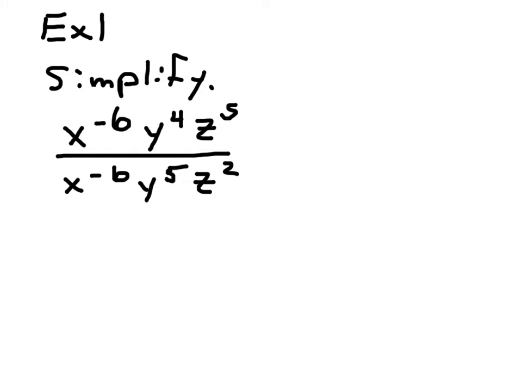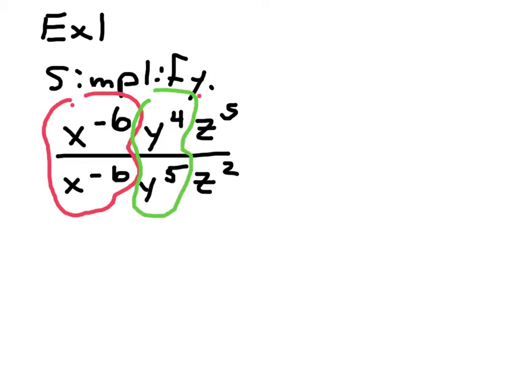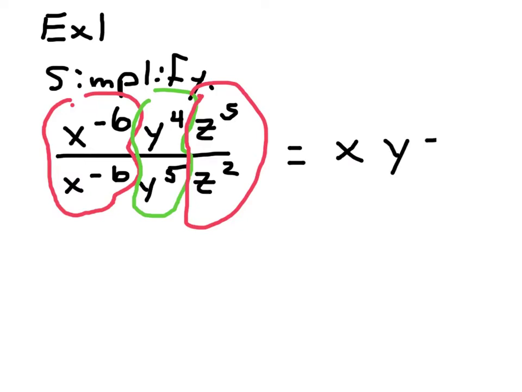In example 1, they want us to simplify this. Well, what we're going to do is divide all the powers. So I'm going to put circles around the x's. So I have x to the negative 6 over x to the negative 6. I have y to the fourth divided by y to the fifth. And then I have z to the fifth divided by z squared. And we're just going to divide each of those powers. So I'm going to have so many x's, so many y's, and so many z's.